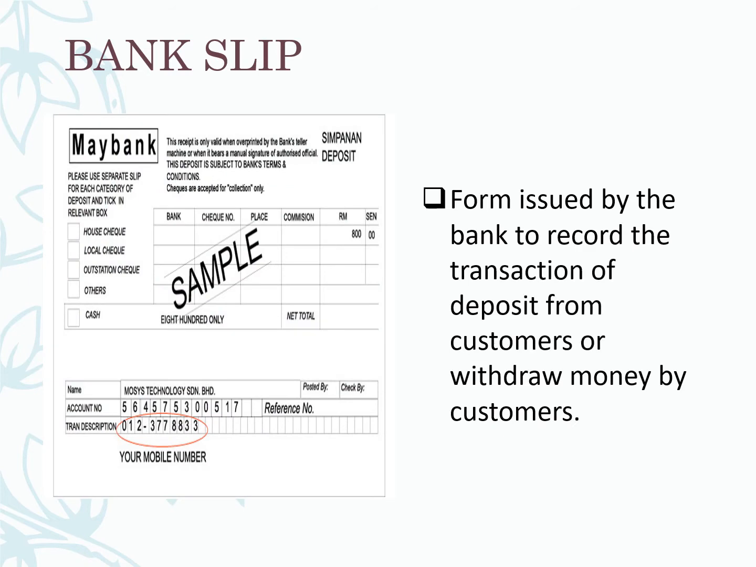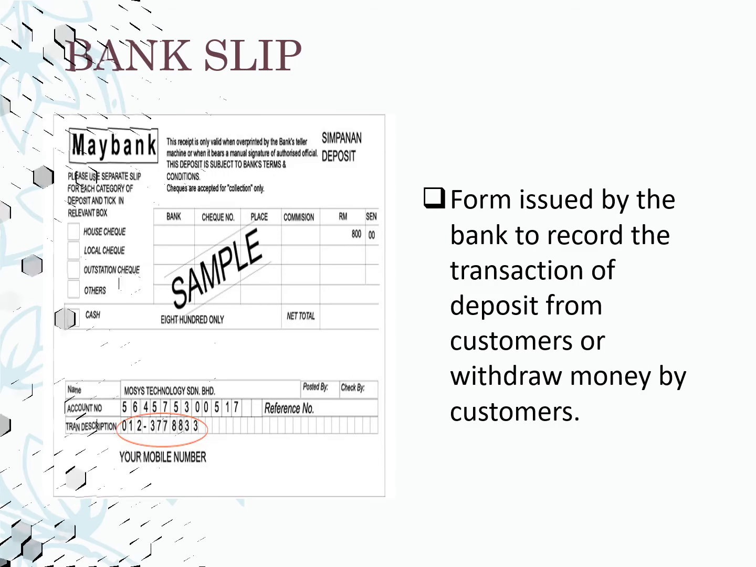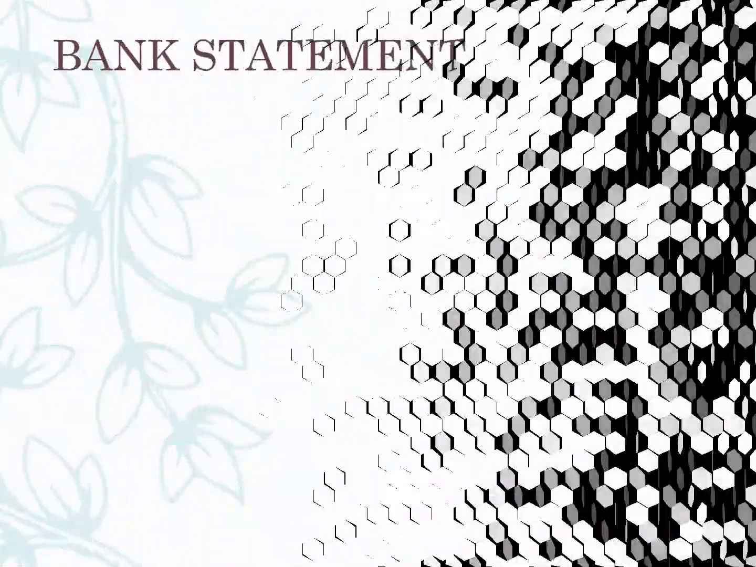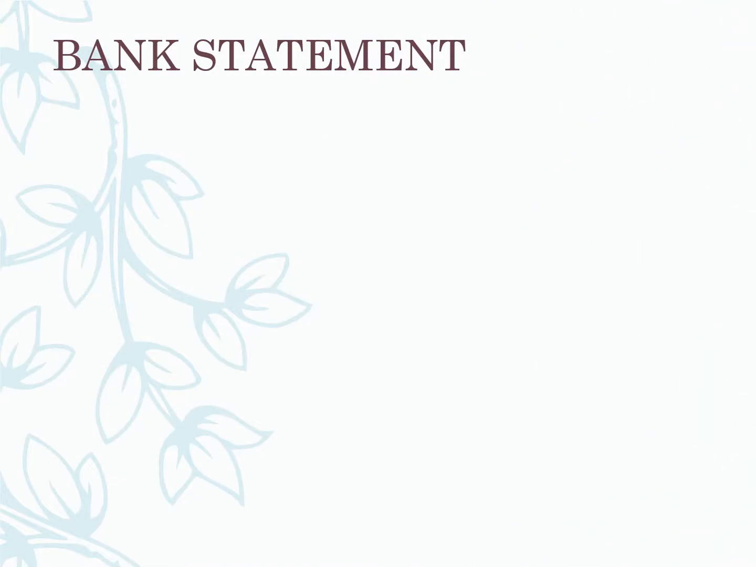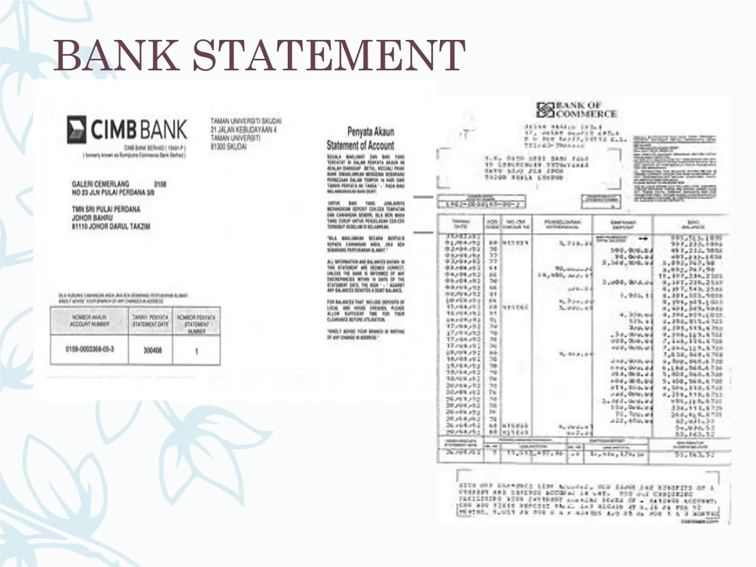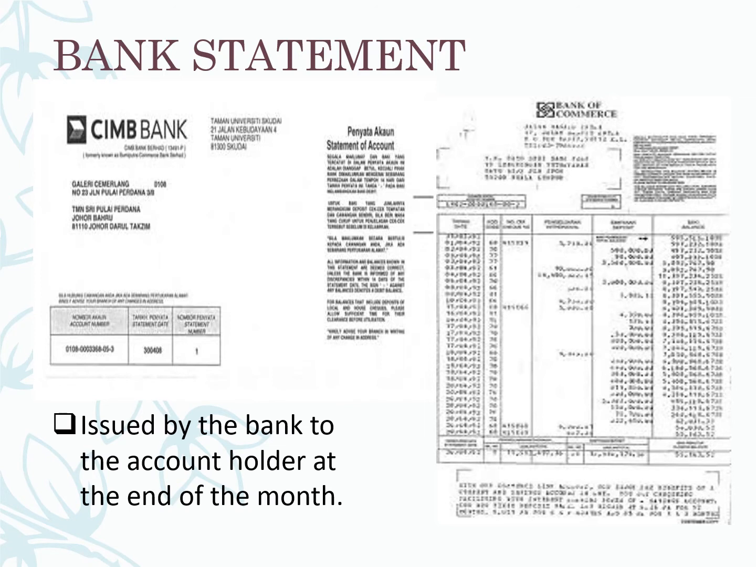Bank slip. Bank slip is a form that is issued by the bank to record the transaction of deposit from customer or withdrawal of money by customers. Bank statement. The bank statement is issued by the bank to the account holder at the end of the month.